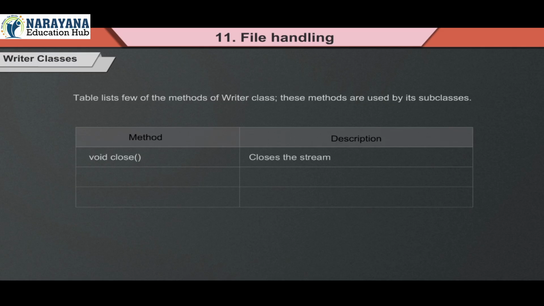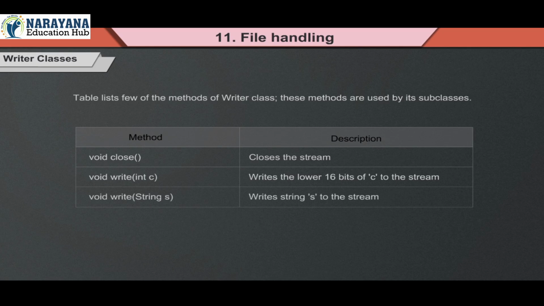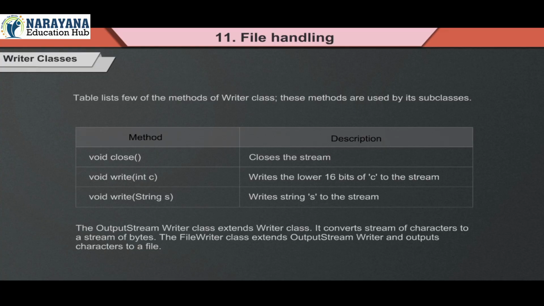Method: void close(). Description: closes the stream. Method: void write(int c). Description: writes the lower 16 bits of c to the stream. Method: void write(String s). Description: writes string s to the stream. The OutputStreamWriter class extends the Writer class. It converts a stream of characters to a stream of bytes. The FileWriter class extends OutputStreamWriter and outputs characters to a file.